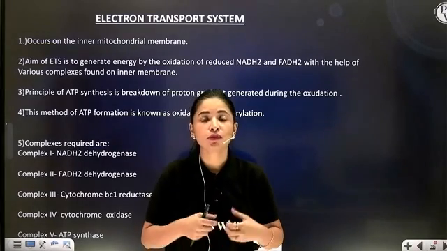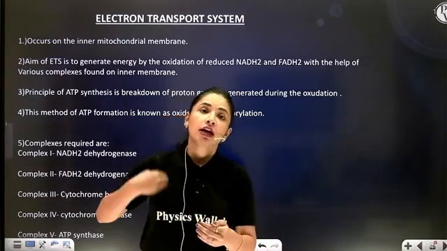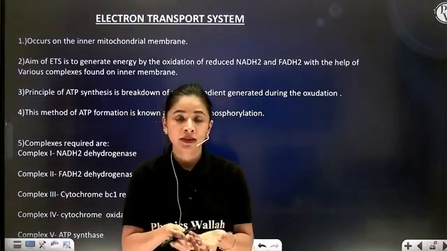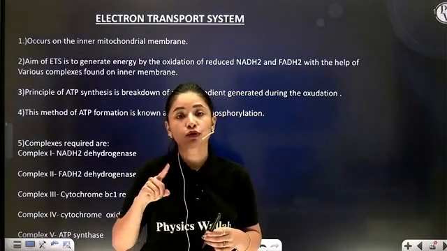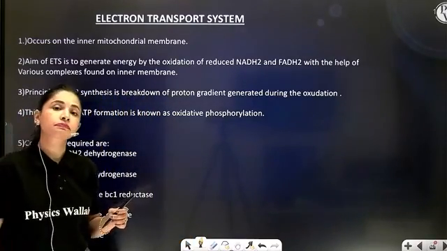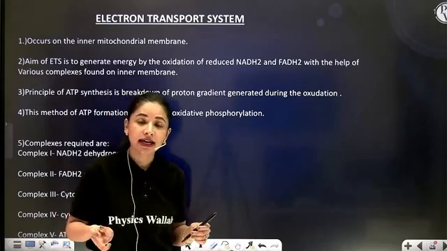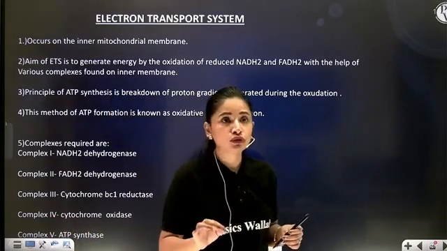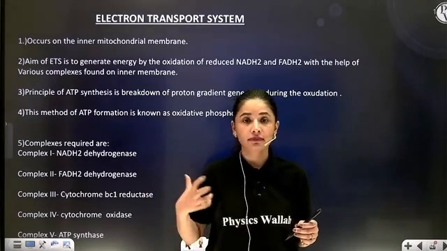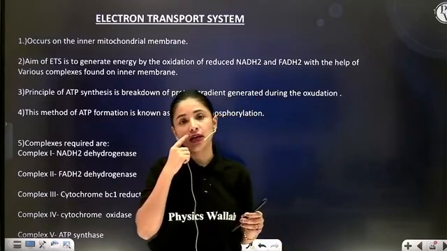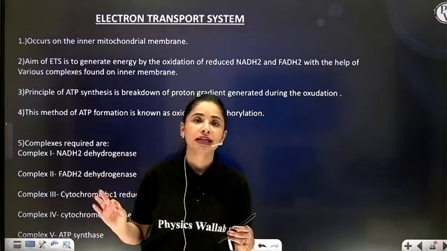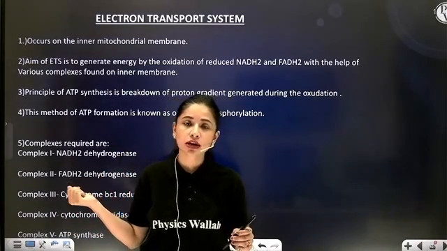These reduced forms of NAD and FAD, when they return back to their original state, when we are going to oxidize them, then during their oxidation a proton gradient will be developed across the inner membrane of mitochondria. That will be utilized by the enzyme ATP synthase to generate the remaining ATP. And that step to generate remaining ATP by the oxidation of NADH2 and FADH2 is known as electron transport system. So shall we start electron transport system?